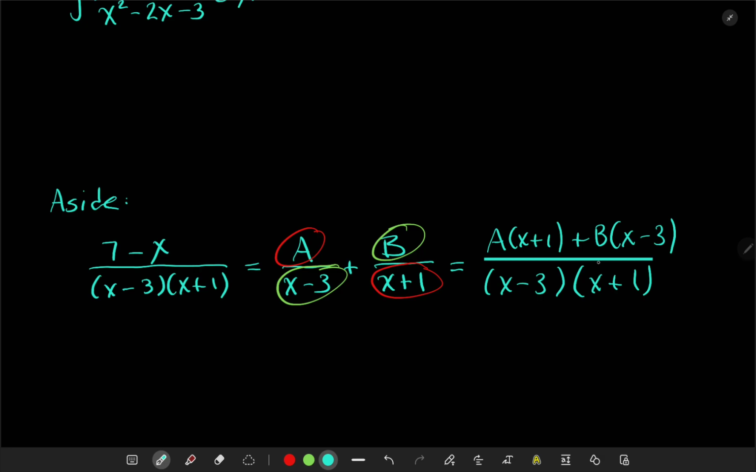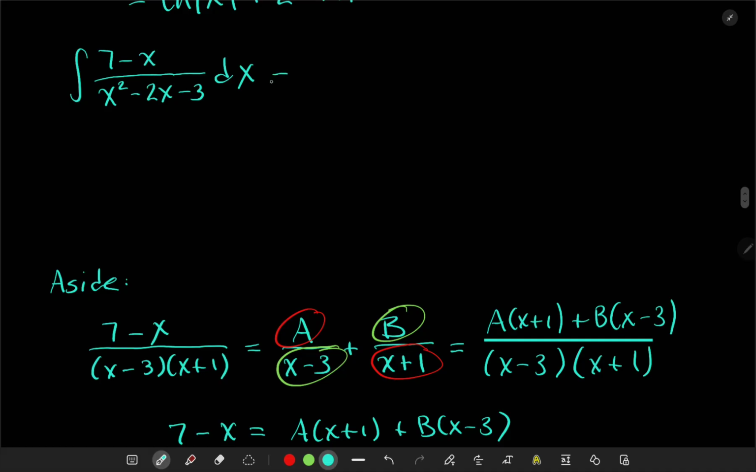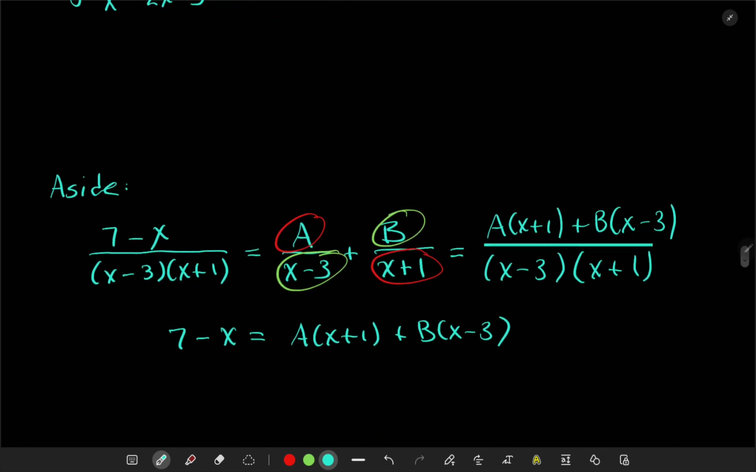So from that expression here, I notice that the denominators are the same, so the numerators better be the same. So I get a times x plus 1 plus b times x minus 3. So what I can do to solve for a and b, because that's what I'm looking for. Why? Because if I have a and b, I can write this out equal to the integral of a over x minus 3 plus b over x plus 1, and I can integrate.